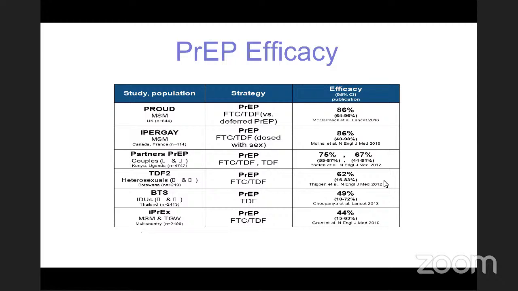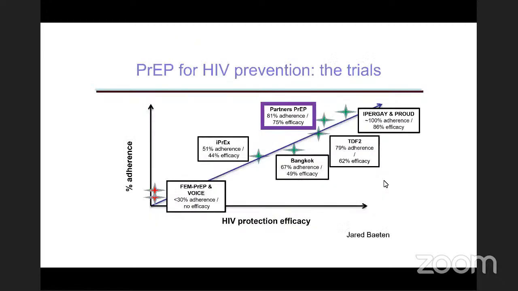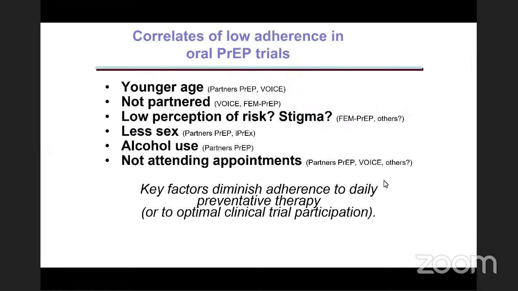And what was learned later is that efficacy was based on adherence. For oral PrEP, you need to take the ARV pill every day. For studies that did not show efficacy, including some known as FEM-PrEP and VOICE, it was narrowed down to adherence. When people do not adhere, the efficacy is much lower. So for this pill to work, it has to be taken.